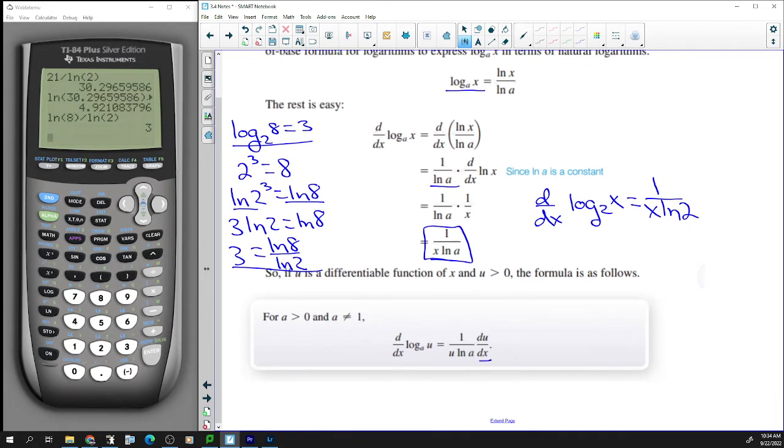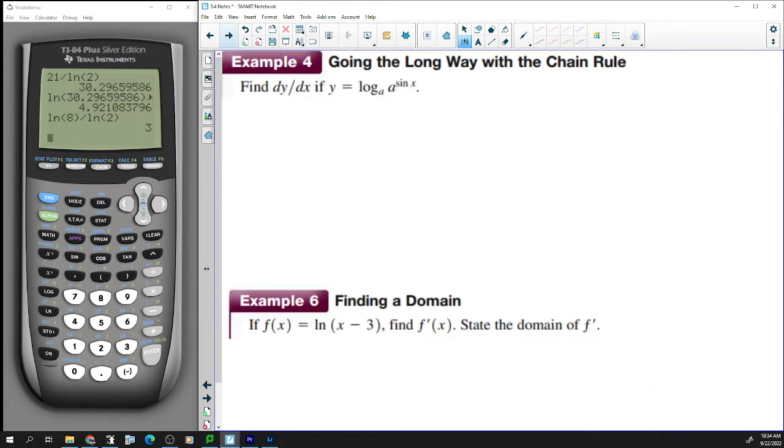Then down here it just says make sure you include the chain rule in it. Make sure you include the derivative of the inside. Going the long way with the chain rule. Well, what's log base a of a to the sine of x? Like what's log base 6 of 6 squared? Guess what that evaluates to? 2, right? Log base 6 has base 6, and 6 squared has base 6. They undo each other. They're inverse operations.